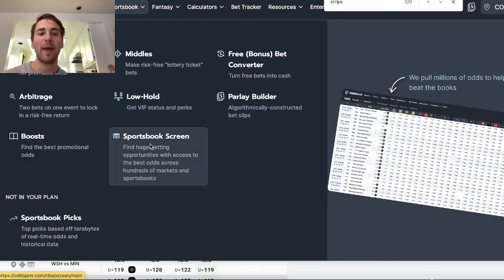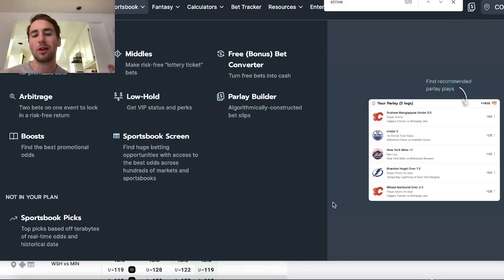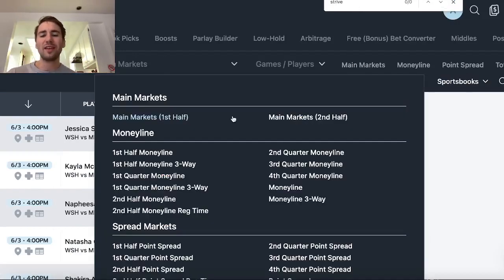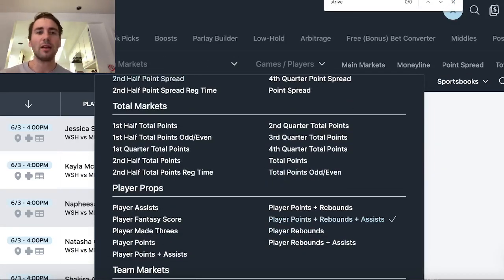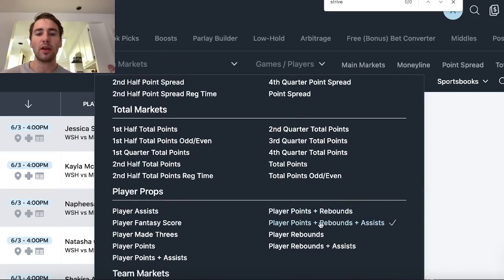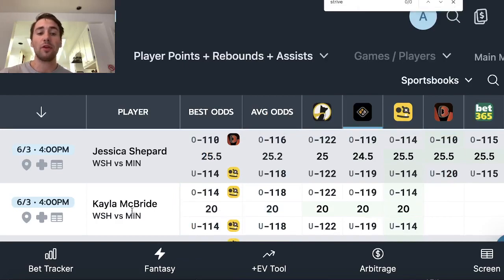I found a really good pick on the sportsbook screen. As a sharp bettor, we're always looking for value, always looking for an edge in the market. The way this tool works is you can look at any market you want for whatever sport you want. I'm currently looking at WNBA points plus rebounds plus assists, hunting through the market for value. If you look at Kayla McBride, all the books have her line at 20 PRAs. There's no value, no discrepancies.